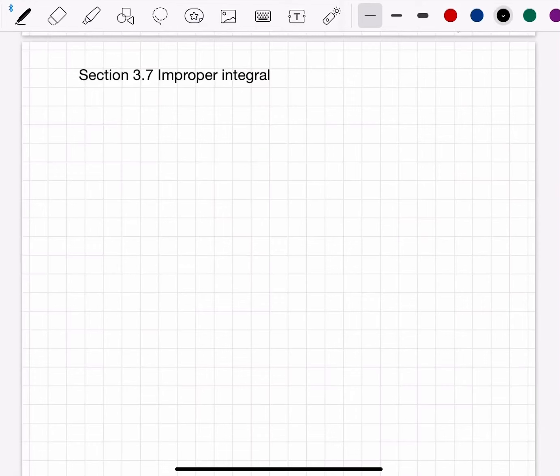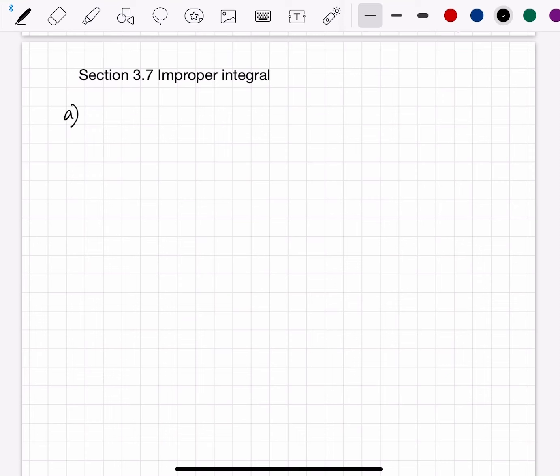Okay, before we move on to the section 5.3 integral test, let's do some improper integrals from section 3.7. Without any introductions: improper integral, improper, means our integral is a definite integral, but one of our two numbers is going to go to either infinity or to the asymptotes, like the vertical asymptotes. So let's look at the first example.